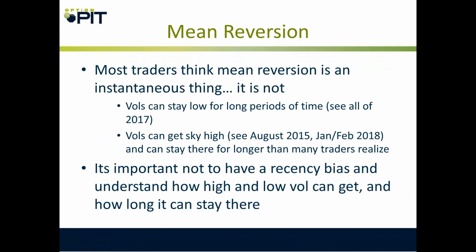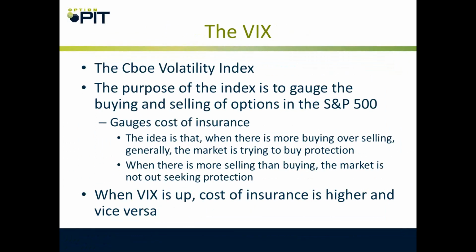We're gonna look at a chart of VIX here in a little bit, and we're gonna talk about this. So what is the VIX? The VIX is the CBOE Volatility Index. And the purpose of the index is to gauge the buying and selling of options in the S&P 500. It gauges the cost of insurance. The idea is that when there's more buying over selling, generally the market is trying to buy protection. And when there's more selling than buying, the market is not out seeking protection. So VIX is up, cost of buying options, cost of insurance is up, and vice versa.